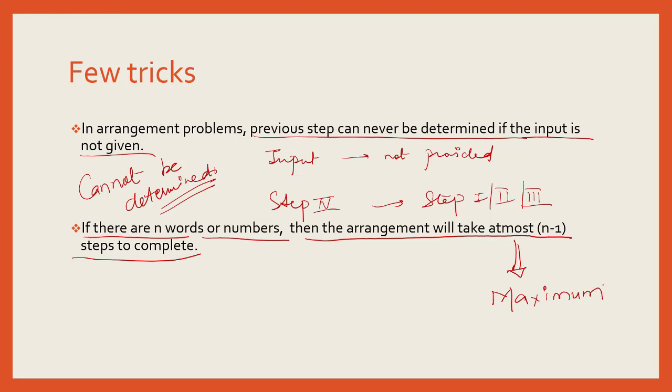So if any input string has 8 words or letters, the arrangement would be done in maximum 7 steps. We are talking about the maximum limit. It could be that the arrangement is finished in 5 steps or 6 steps, but in no case can it exceed 7 steps. So that's what you need to keep in mind while solving input output questions.